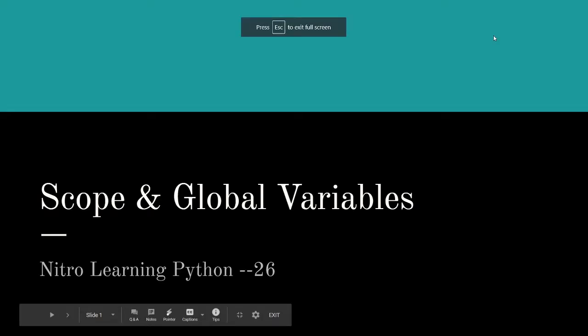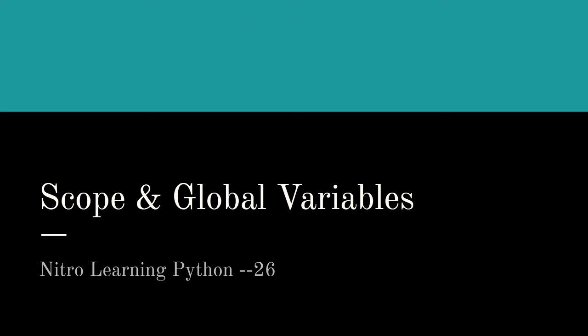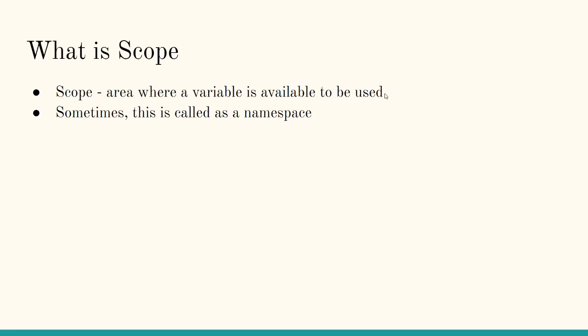And today, we're going to be going over a concept called scope and see how it affects variables. So what is scope? Scope is an area where a variable can be used. So a variable can only be used in its scope. It cannot be used outside of its scope. And another name for scope is namespace.